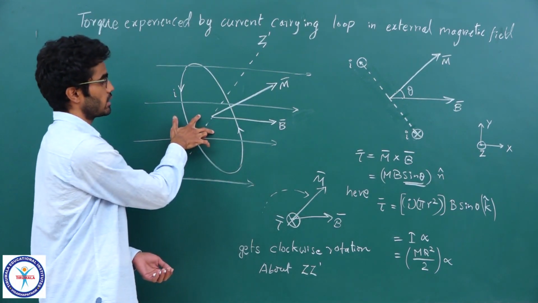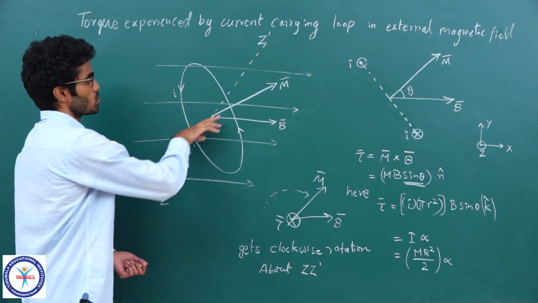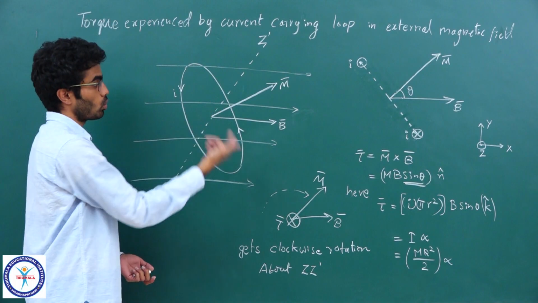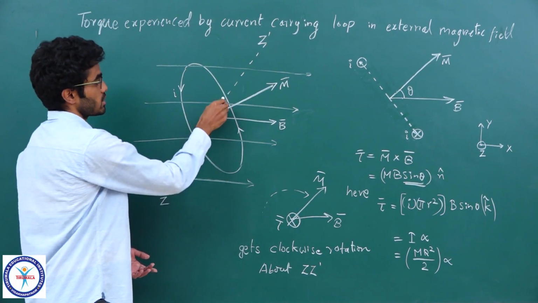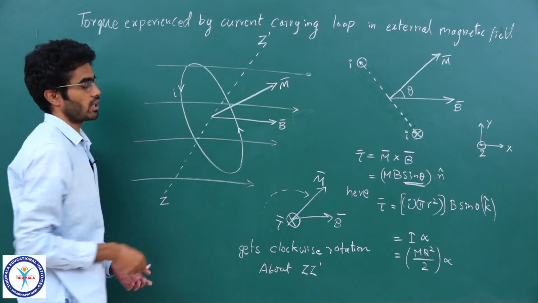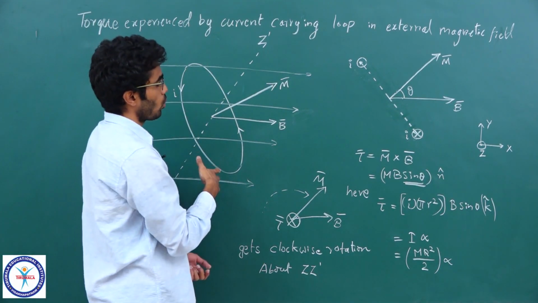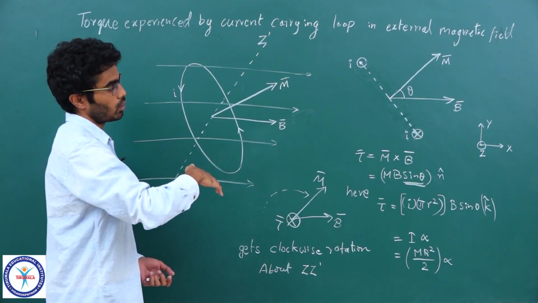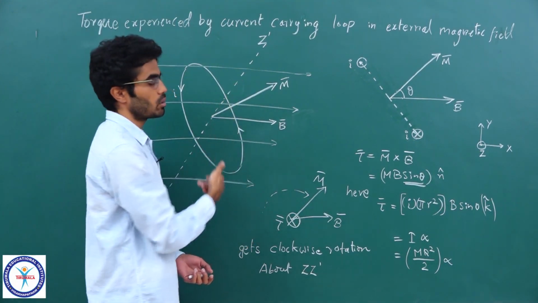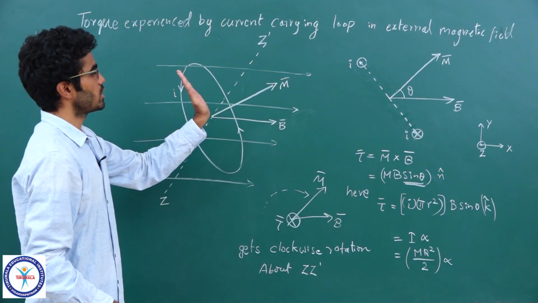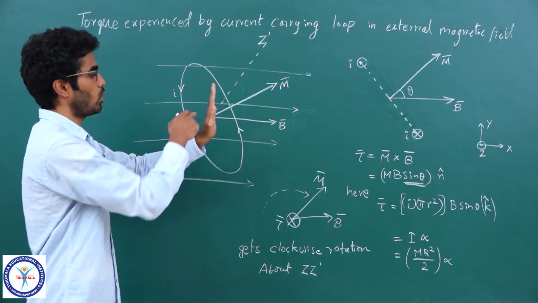What does it mean? Now, in this situation, the loop has a tendency to rotate clockwise. So, if you place it like this and leave it, because of this arrangement, it will experience a torque which will make the loop rotate about one of its diameter given by z dash line here. So, this coil will now have a tendency to rotate clockwise along its diameter.